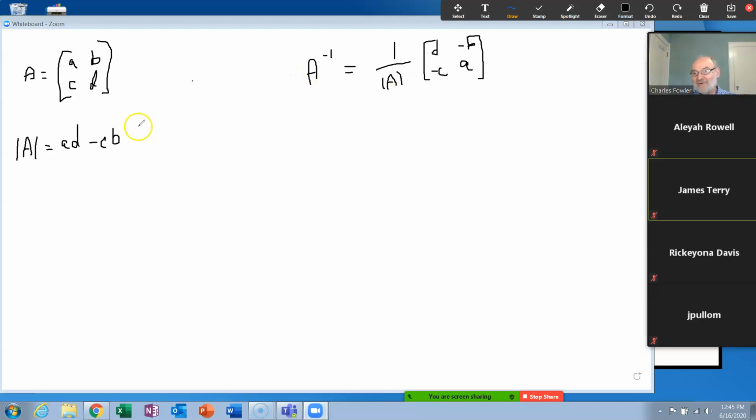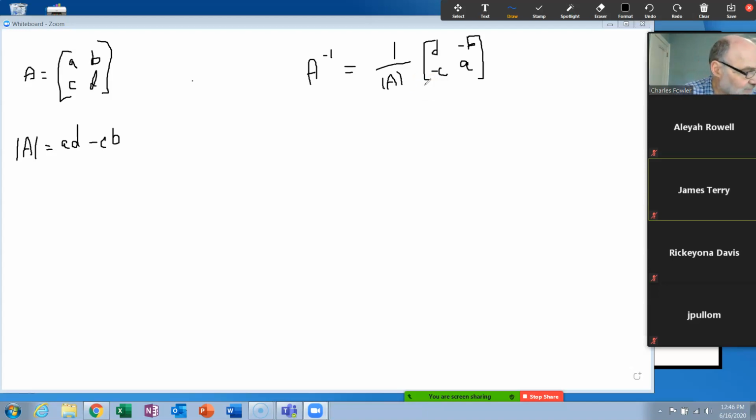And that's all you do. You figure the determinant, write that in the denominator if it's not 0, and then flip your main diagonal and negate your off diagonals. And you've got it done. You just write down the answer.